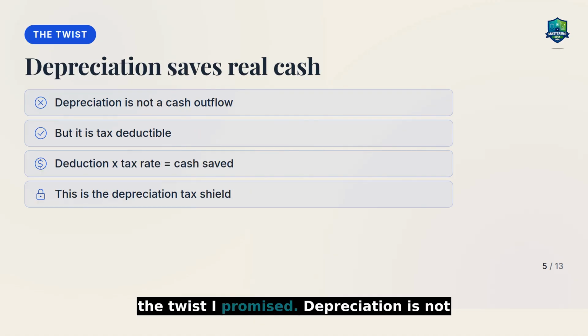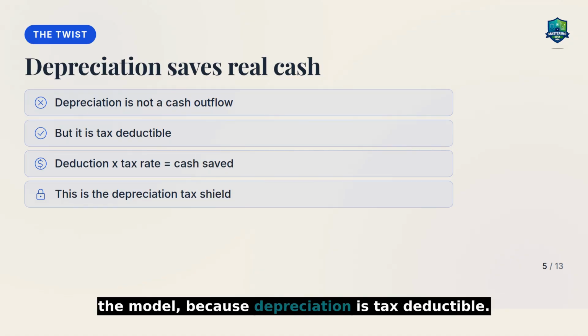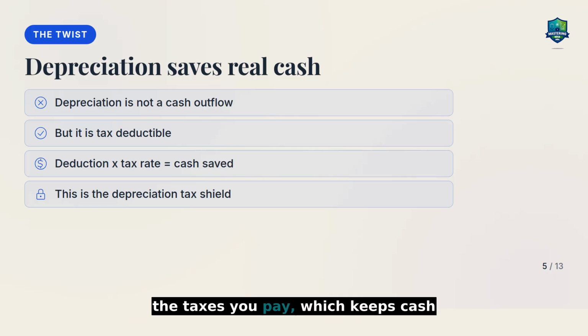Now the twist I promised. Depreciation is not a cash flow. No money leaves the building when you record it. And yet it absolutely belongs in the model because depreciation is tax deductible. Every dollar of depreciation you deduct lowers taxable income, which lowers the taxes you pay, which keeps cash in the company. The cash saved equals the depreciation amount times the tax rate. Accountants call this the depreciation tax shield. It is a rare case where a non-cash item creates a very real cash benefit, and missing it will make a good project look worse than it is.